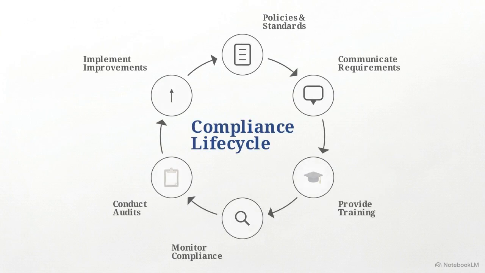This formalized process follows a 6-step compliance lifecycle. You first establish and develop specific policies. Then you communicate those requirements across the organization and provide the necessary training so everyone understands their role. The cycle then moves into active enforcement. You monitor daily compliance, conduct regular audits to verify adherence, and implement continuous improvements to patch any vulnerabilities you find.